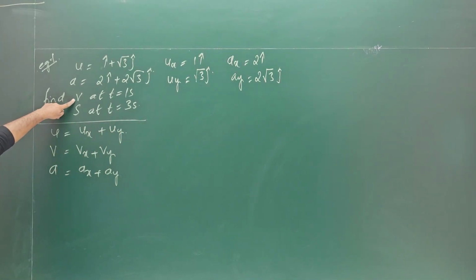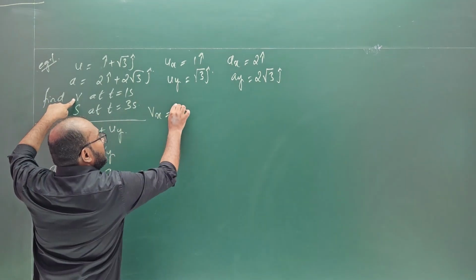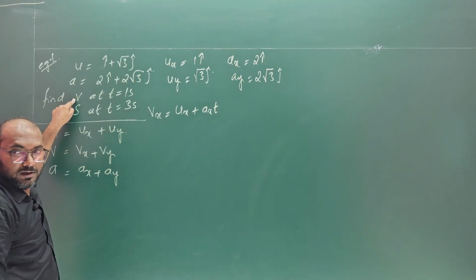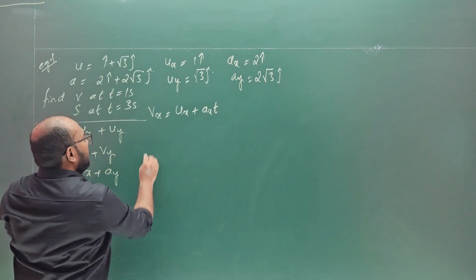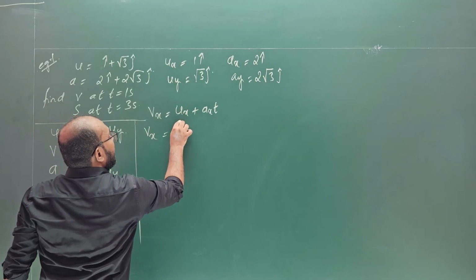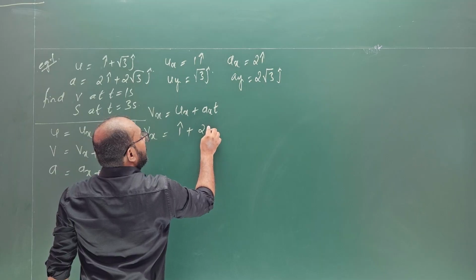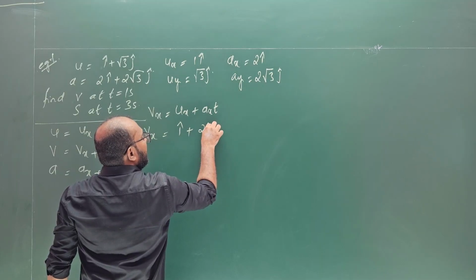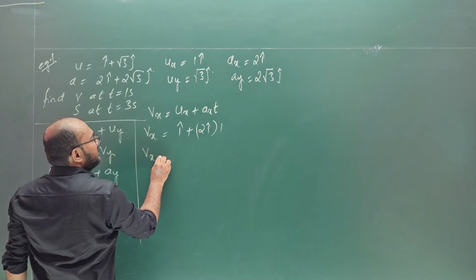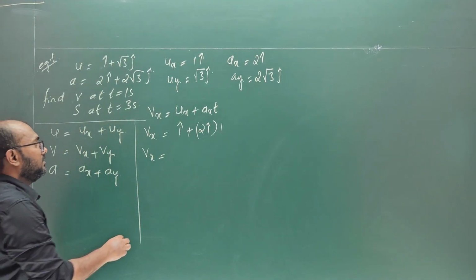They ask you the velocity. Let us find Vx first. So Vx can be written as ux plus axt. So Vx is equal to u value, that is i cap, plus ax value 2 i cap into time, which is given how much? 1 second. That means Vx is equal to what? Vx is equal to 3 i cap.